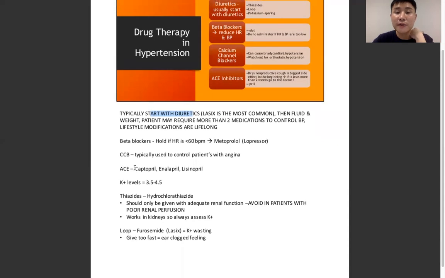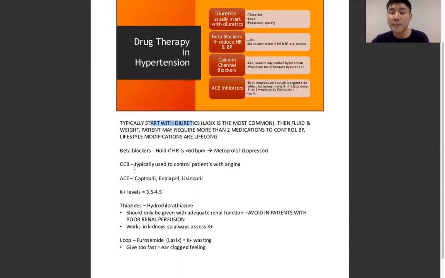Okay, next we move on to calcium channel blockers. This medication is also a blood pressure medication. However, it is typically used to control angina in the patient. Angina is another word for chest pain. The side effects of calcium channel blockers are that they can cause bradycardia, meaning low heart rate, and also hypotension, meaning low blood pressure. So we have to watch out for orthostatic hypotension. Like I mentioned earlier, all of the blood pressure medications can lead to orthostatic hypotension, so we have to acknowledge that as a side effect.